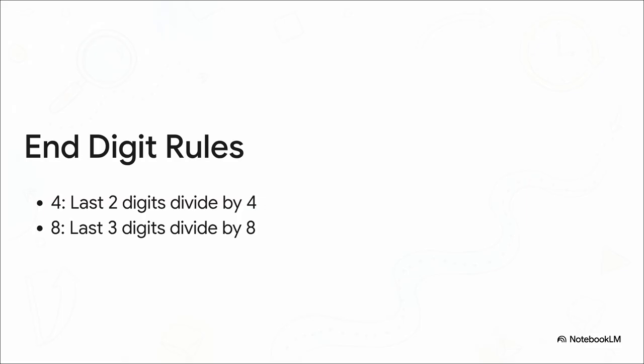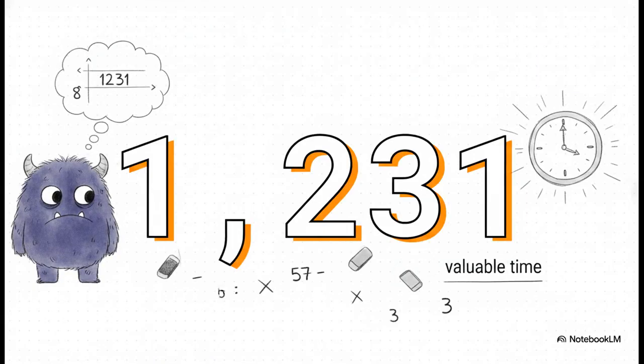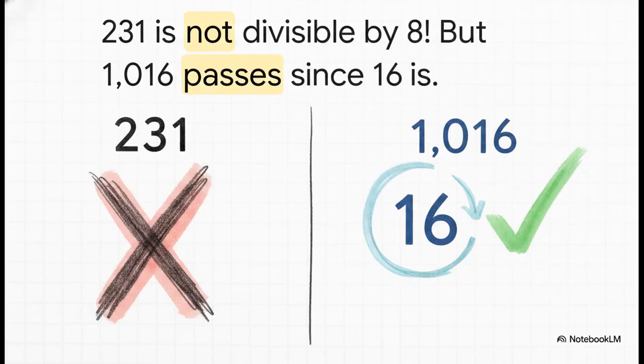And for the rule of 8, you look at the last 3 digits. Picture trying to divide a giant, scary number like 1,231 by 8. Setting up that long division on a test would take forever and give you way too much room to make a silly subtraction error. But using our shortcut, we literally just check the last 3 digits, 231. 231 does not divide evenly by 8, so the entire giant number fails.